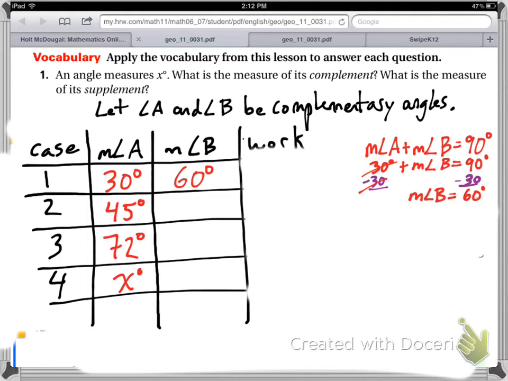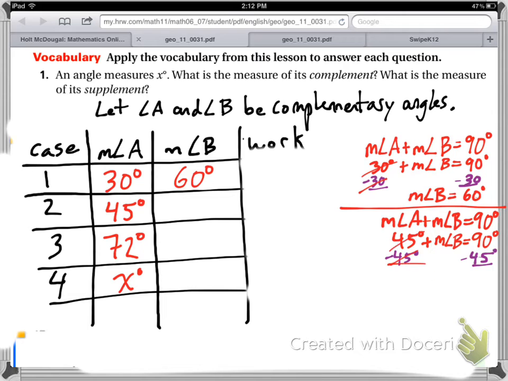Now let's say that the measure of angle A is 45 degrees. Again, we start off with what we know. The measure of angle A plus the measure of angle B must be equal to 90 degrees. What is the measure of angle A? In this case, it's 45 degrees. So we plug that in. I bring everything else just straight down. And then I solve for the measure of angle B by subtracting 45 degrees from both sides. We end up with the measure of angle B is equal to 45 degrees.